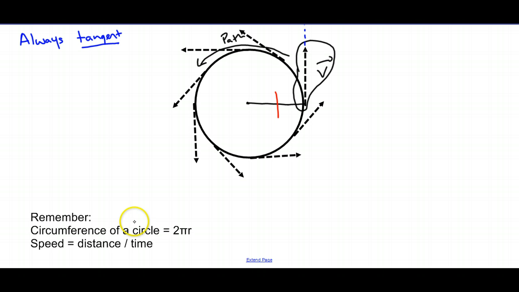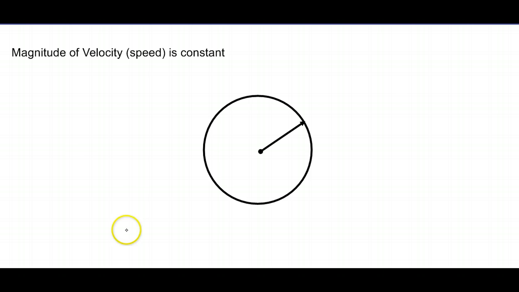We should remember a couple of things about circles. The first is that if we have a circle of radius r, so that means that this distance here from the center to the outside edge is radius r, the circumference of that circle is then 2 pi r, or it's pi times our diameter. That's another way of looking at it. And we should also remember that the speed of an object in general is how far it goes in how much time. Speed is distance over time.